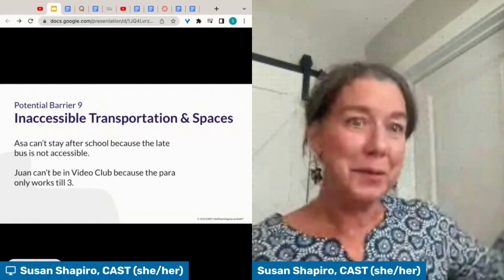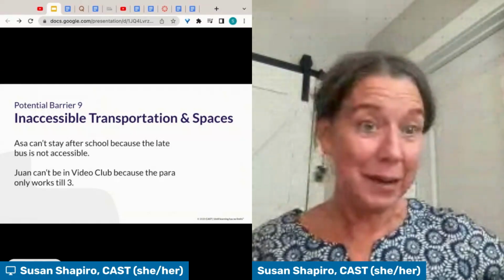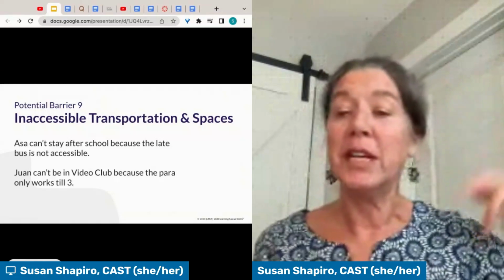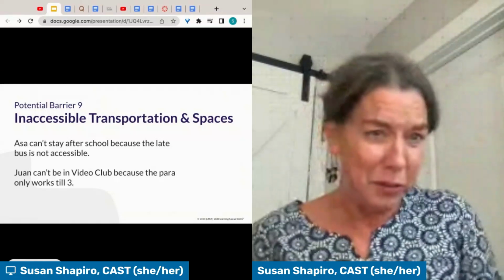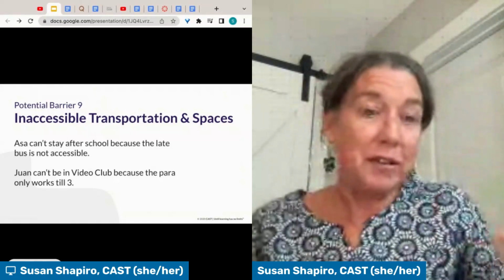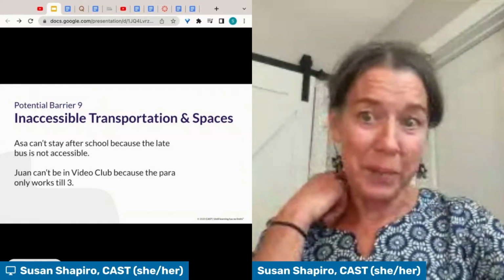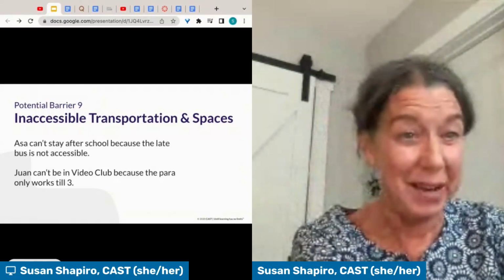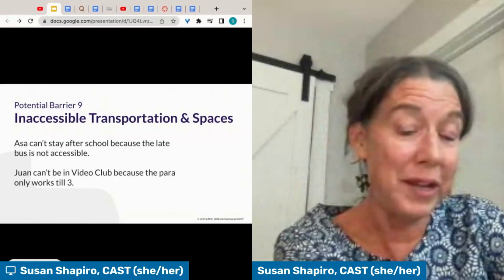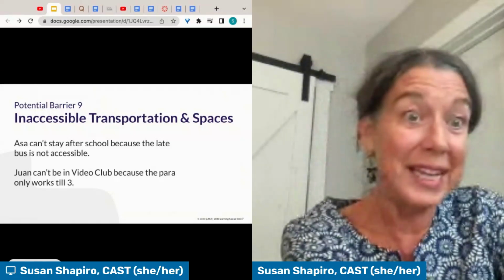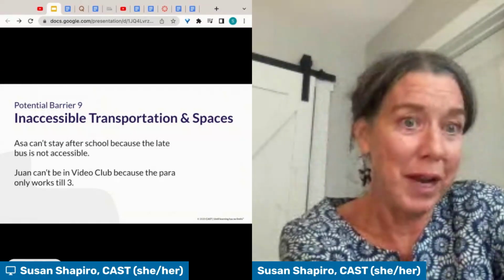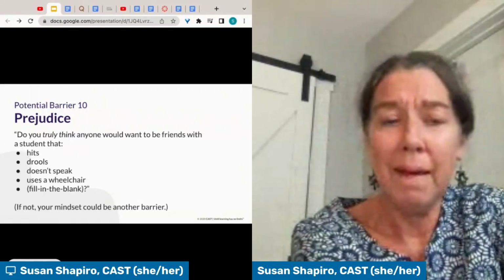What if the one accessible bus in the district was made into the late bus for that route? Or what if the bus hours were shifted in some ways so that there is an opportunity to have students be able to participate in after school activities? Or maybe there are ways that we can move those clubs into the daytime, or make them virtual, right? Or all of those things.